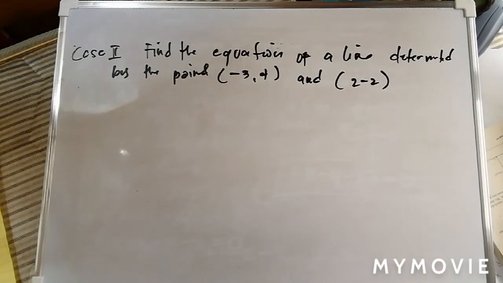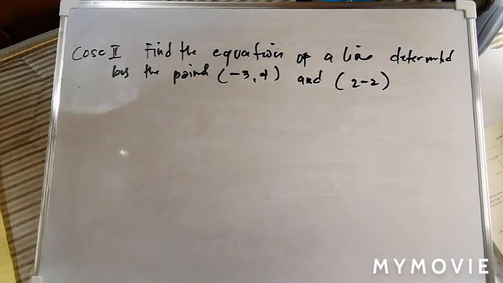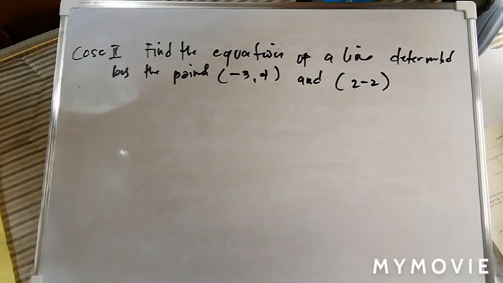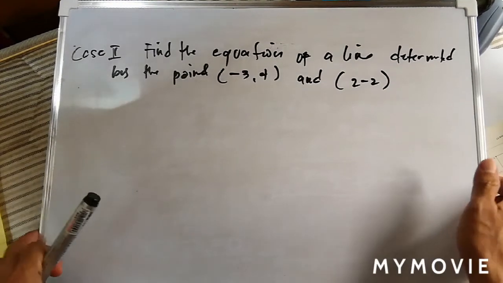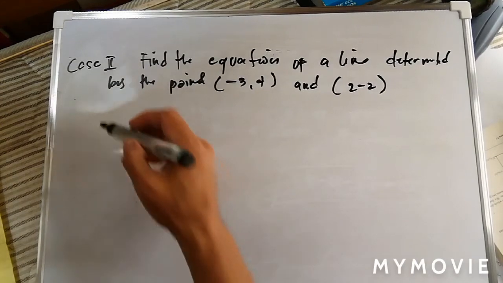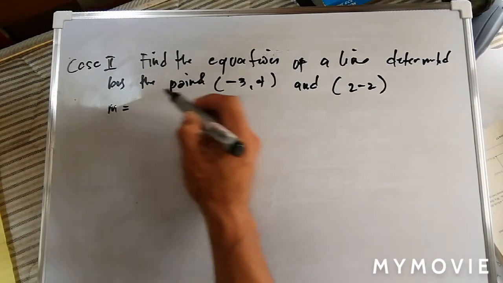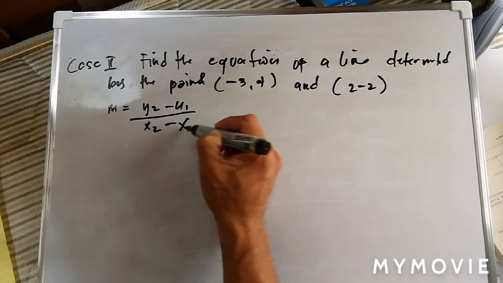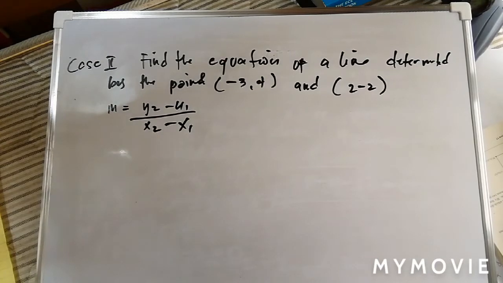We have a different situation because in the first problem, the given was a first point and the slope. Here the slope is missing, so we're going to find the slope first before we can proceed to using the point slope form, since we don't have the slope here. Previously we discussed that the slope m is equal to y sub 2 minus y sub 1 over x sub 2 minus x sub 1. That's the formula for finding the slope.